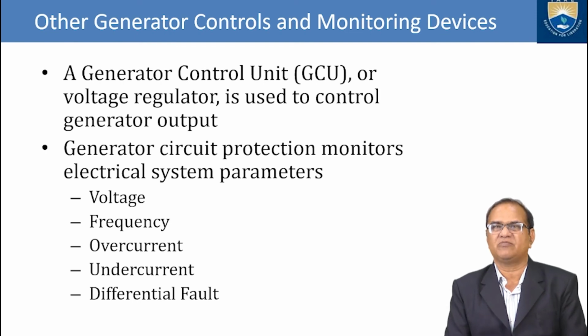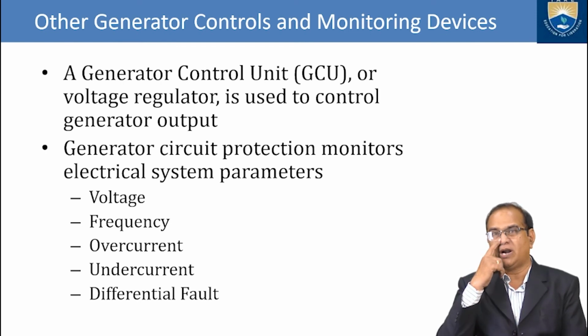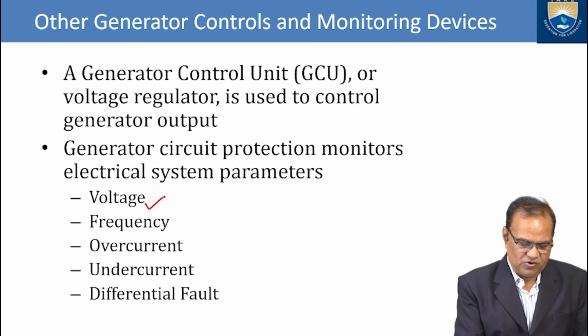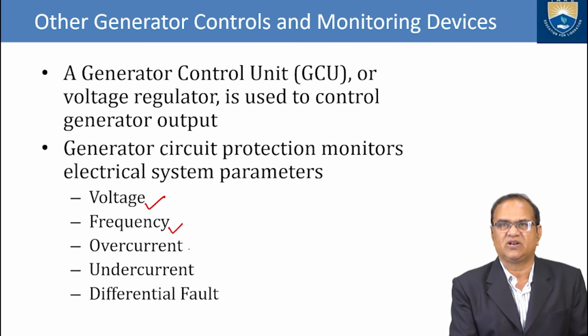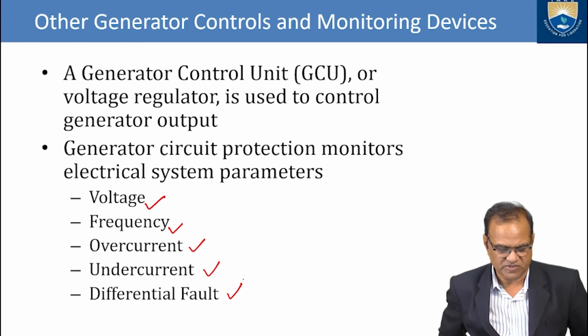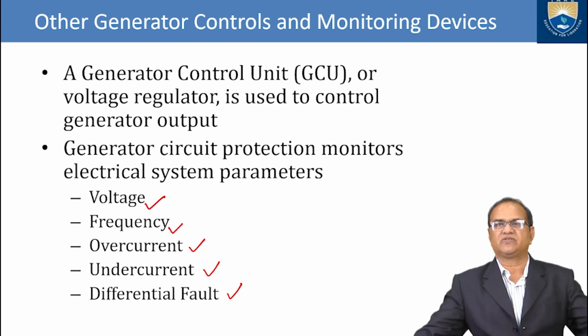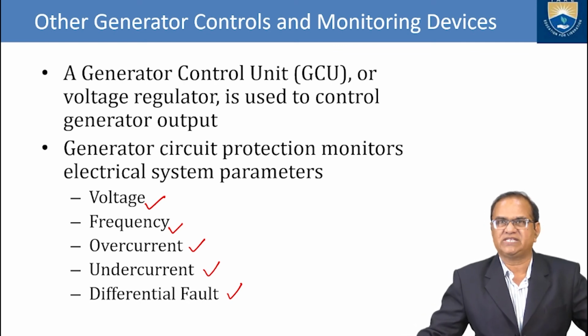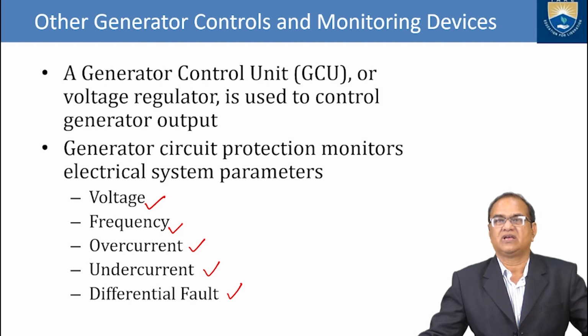Generator circuit protection monitors electrical system parameters. So what are the parameters which the system has to monitor? One is the voltage, another is the frequency, then overcurrent, undercurrent, and differential fault. So these are the things which we have to operate. This voltage, frequency, overcurrent, undercurrent, and differential fault all have to be monitored.